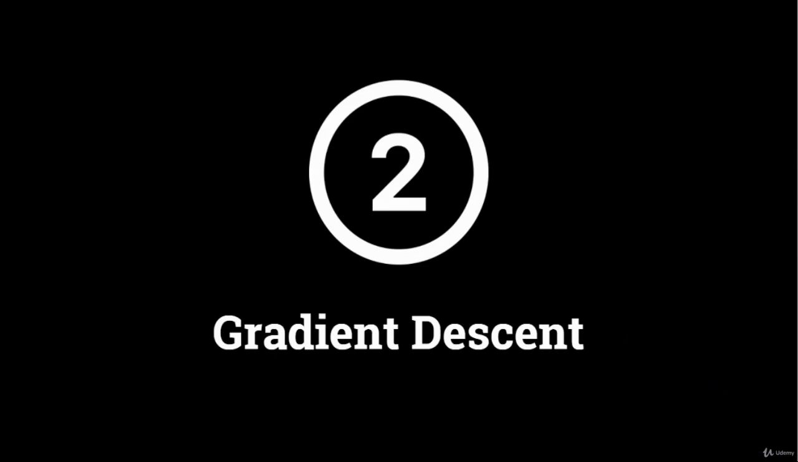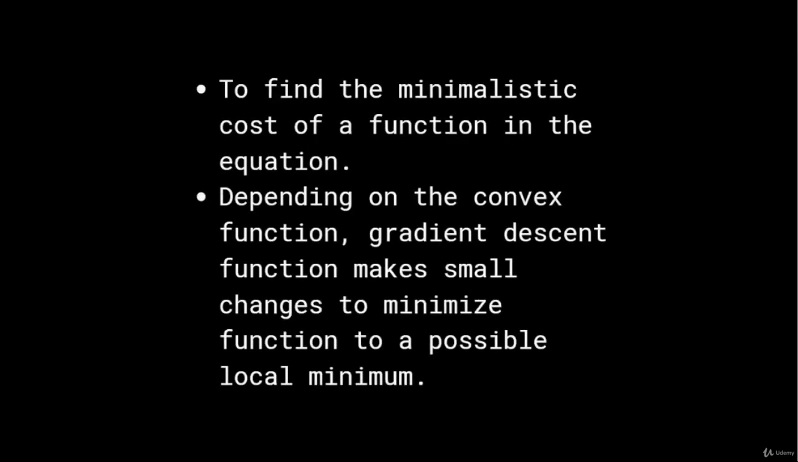The second type of function is gradient descent. Gradient descent was introduced in linear regression in order to find the minimal cost of a function in the equation. Depending on the convex function, the gradient descent function gradually makes small changes to its parameters in order to minimize a given function to a possible local minimum if necessary.